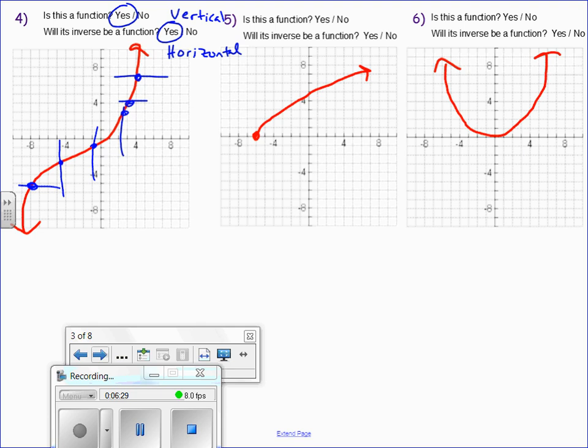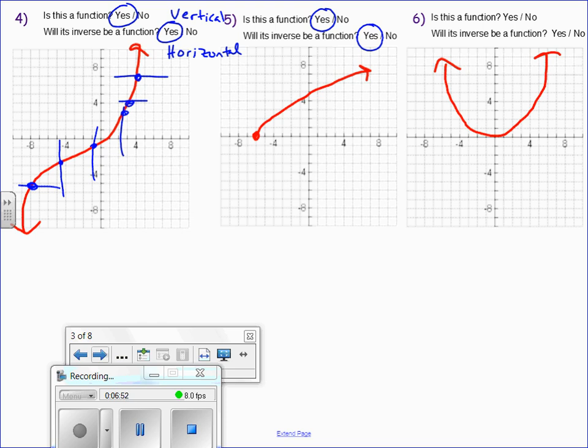Let's look at number 5. Is this a function? Absolutely. It does pass the vertical line test wherever I would lay that pencil down. And then will the inverse be a function? Yes, as well. It would pass the horizontal line test. If you don't recognize this graph, it's a square root graph. It looks like it's been shifted left 6 units.